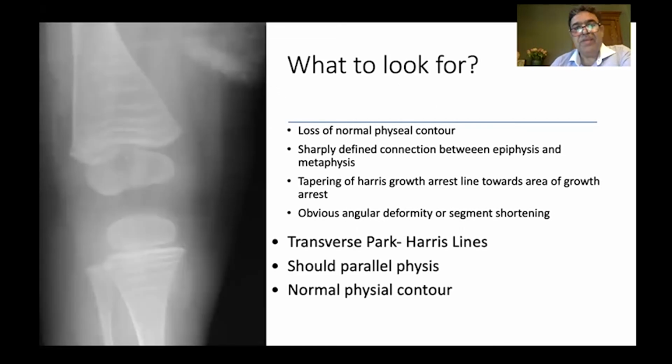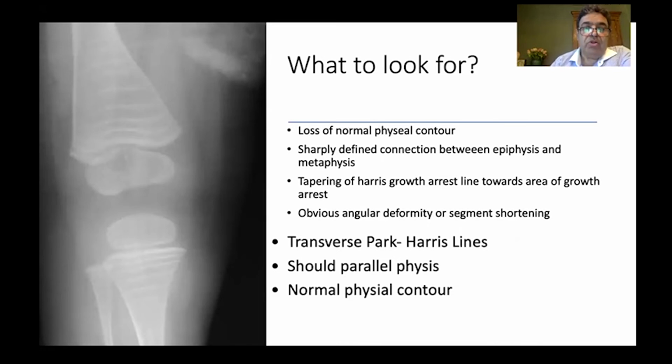Okay, how to follow up a case of physeal growth arrest, a physeal growth injury? We should follow it looking at the normal physeal contour. Here we have a normal physeal contour, and here we have transverse Park-Harris lines. These are the lines which are transverse, parallel, seen here and here, which says that the growth of the physis is normal.